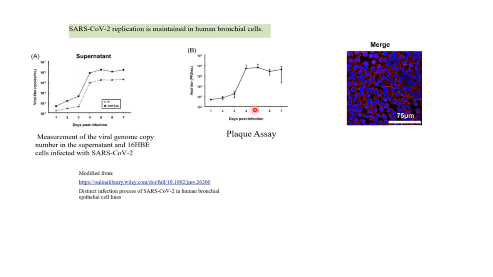When the assay is carried out by plaque assay, looking at the infectivity of the virus of new cells, again you can see there's a lot of virus being produced until about day 6 or 7.